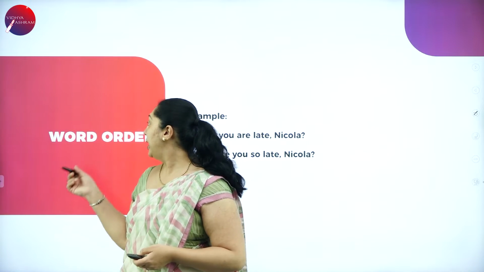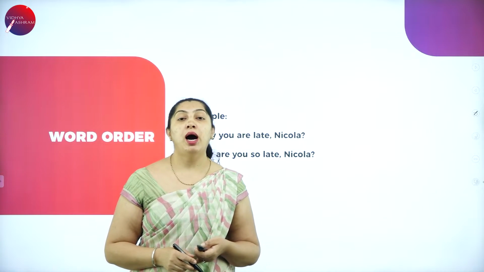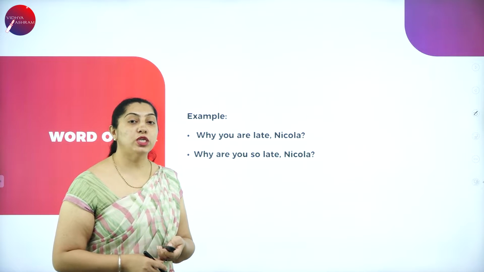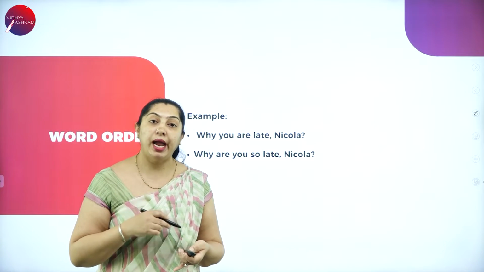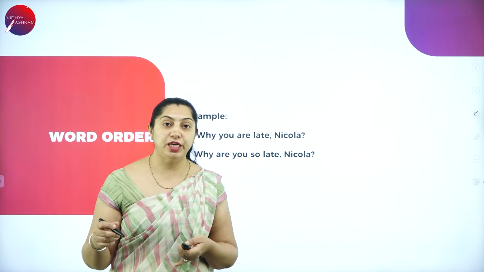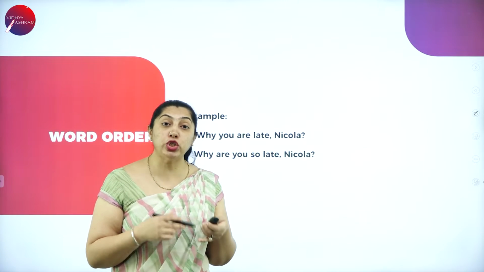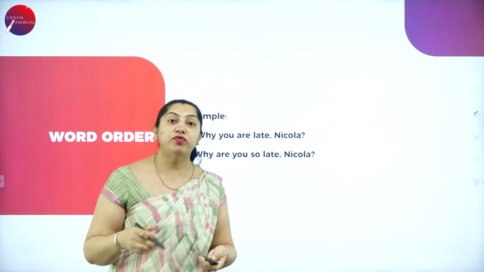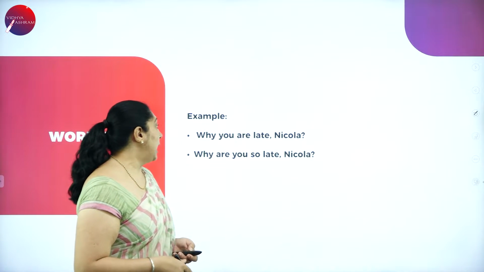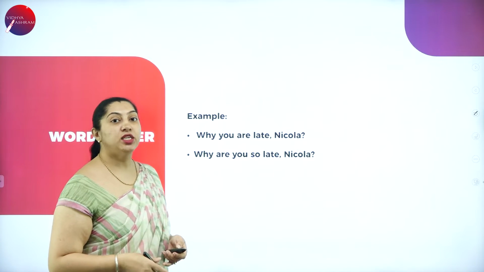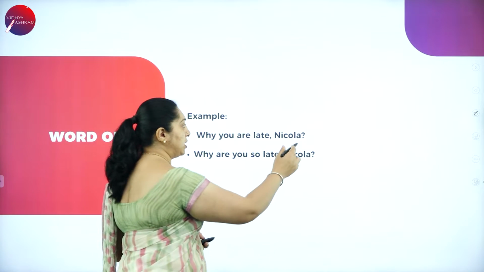The next one is about the word order. I've already explained what word order is. You should know the subject, you should know the verb, and then you can write the object also. So to write the word order, you should know the subject, verb as well as the auxiliary and helping verbs. Example: "Why you are late, Nicolo?" It is a question mark here.